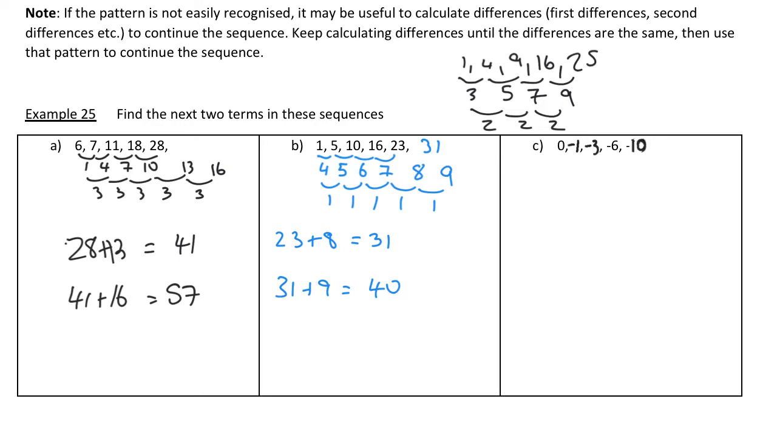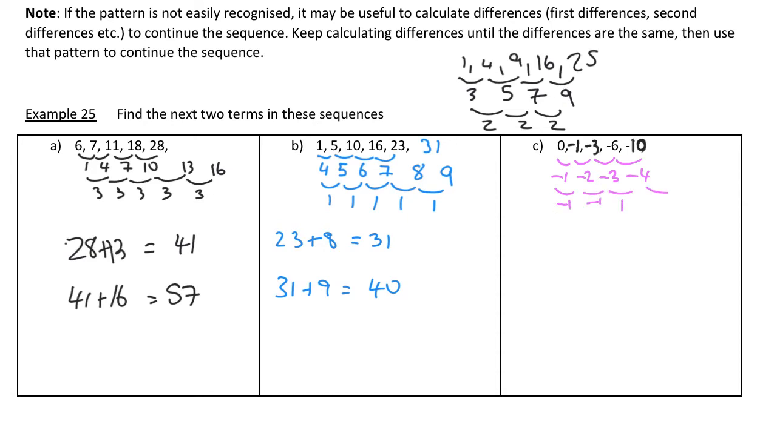Example C, we've got 0, minus 1, minus 3, minus 6, and minus 10. To get from 0 to minus 1, we take away 1. From minus 1 to minus 3, we take away 2. Minus 3 to minus 6, take away 3. And minus 6 to minus 10, take away 4. And the difference between each of those is minus 1 each time.